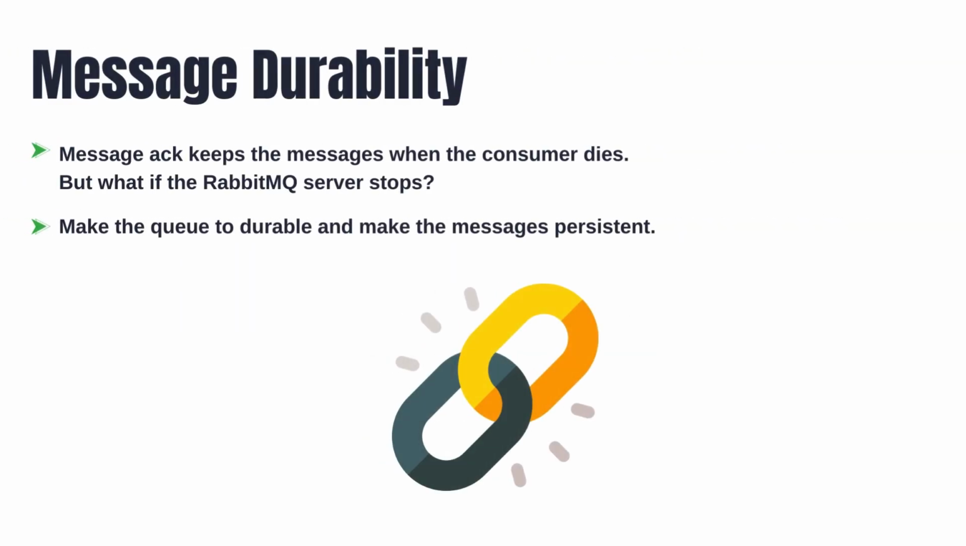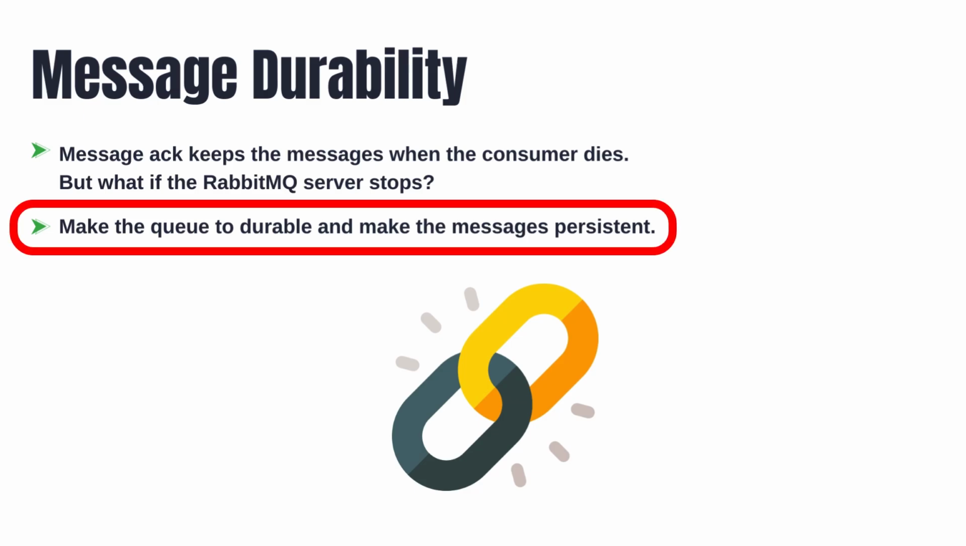Message acknowledgement does help when a consumer dies, but what if the RabbitMQ server stops? Our messages are still lost. The solution to this problem is message durability. So basically, we create a durable queue and make our messages persistent.